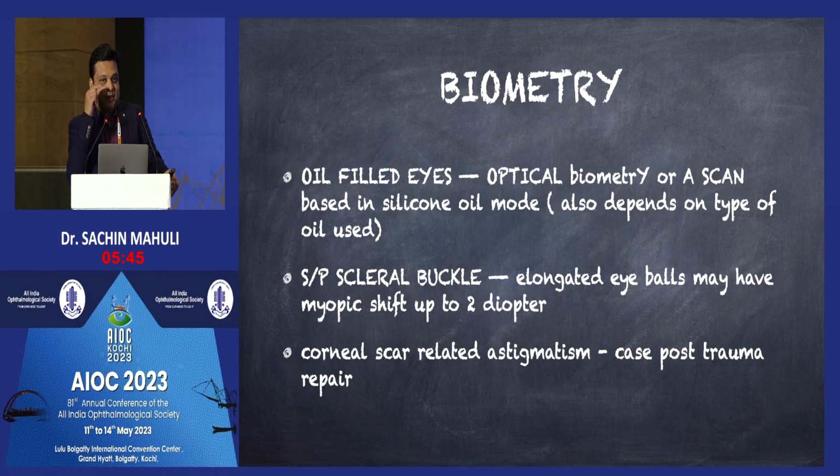Especially in patients who have undergone scleral buckling, you should know that there is an elongation of the eyeball because of the indentation, usually up to 2 diopters on the myopic side. Corneal scar related astigmatism, especially in cases who have undergone a combined trauma with the retinal surgery, could be a challenge for the IOL power calculation.